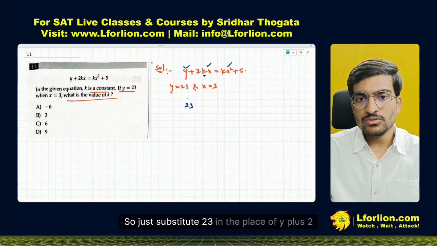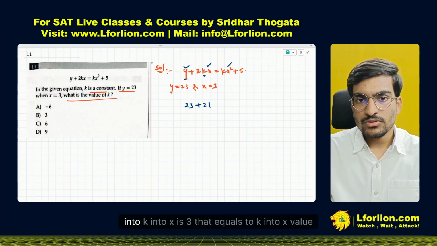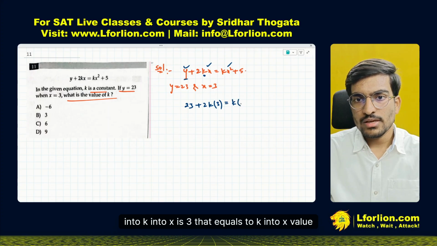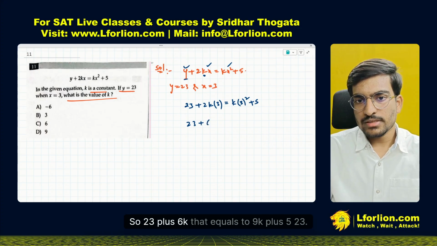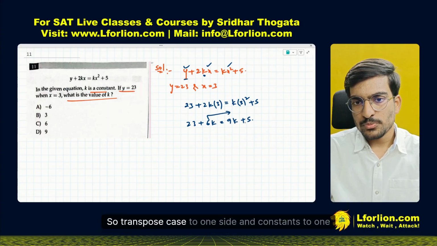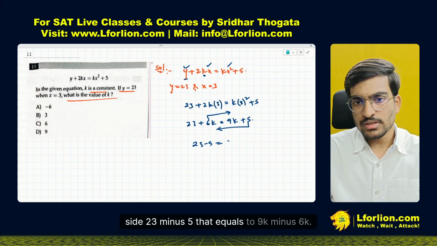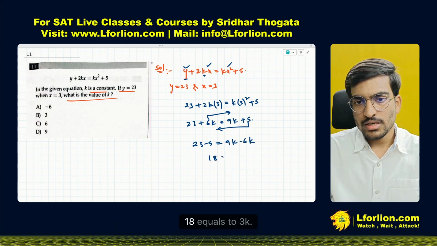So just substitute 23 in the place of y, plus 2 into k into x is 3. That equals k into x value is 3 square plus 5. So 23 plus 6k equals 9k plus 5. So transpose k's to one side and constants to one side: 23 minus 5 equals 9k minus 6k. 18 equals 3k. So 3 ones are 3, 3 sixes are 18. So k equals 6, which is option C.